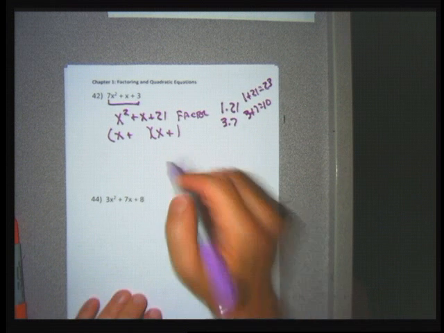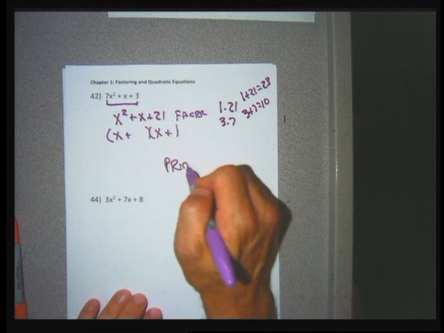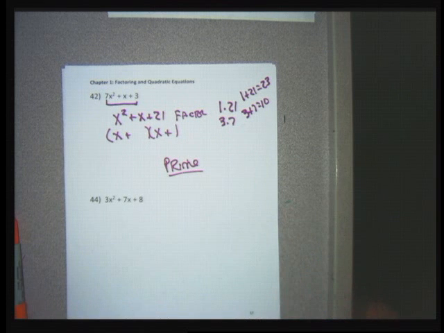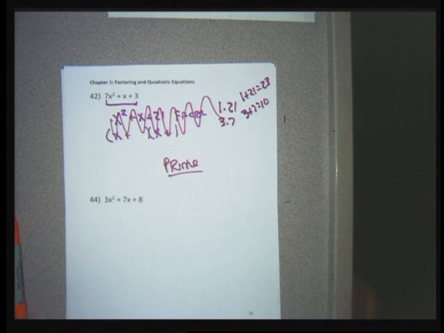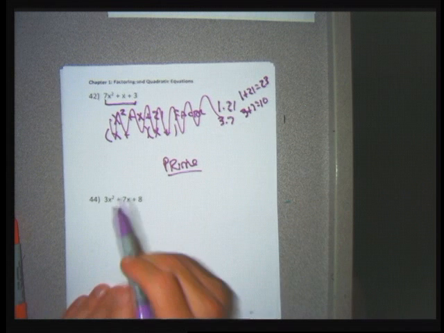So my answer to problem 42 is there just aren't any pairs that are going to do what they need to do. So this whole thing is prime, and I wouldn't even show any of this work. You don't have to show any of this work, but I just stopped. Once I get to the point where I can't factor what needs to be factored, the whole thing is considered prime. 44 is going to be prime too, I think.